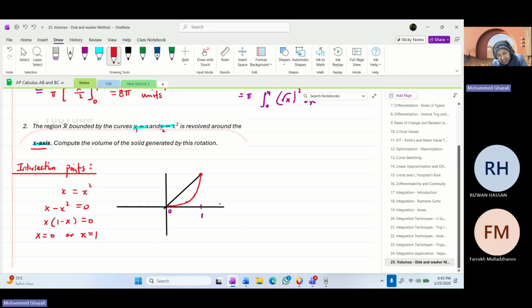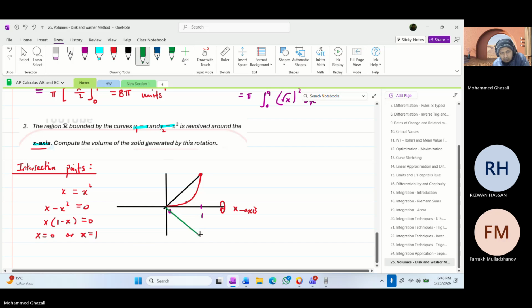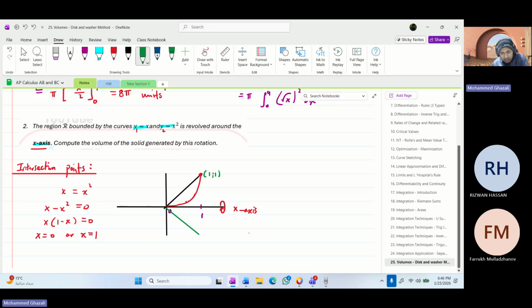Right, now I'm rotating this about the x-axis. That's my rotation. Now I'm going to draw a mirror image of this. Remember this point, by the way, is 1 and 1. So this inside piece will be this red piece over here. It will get wider.